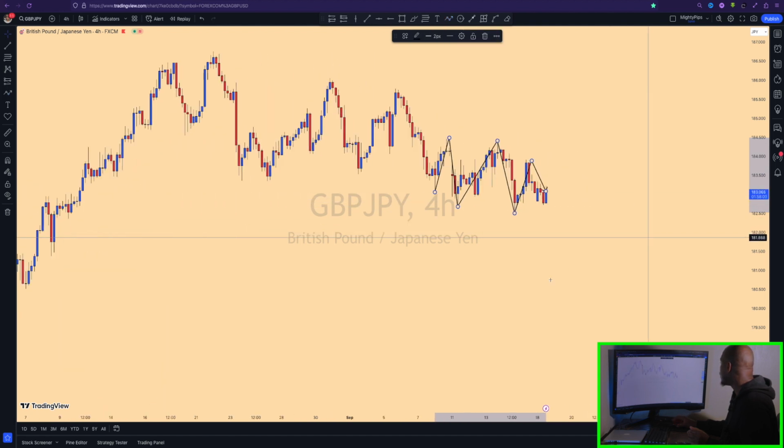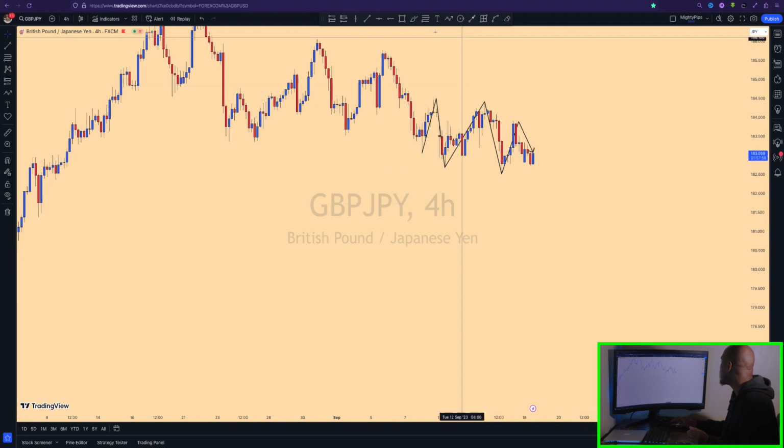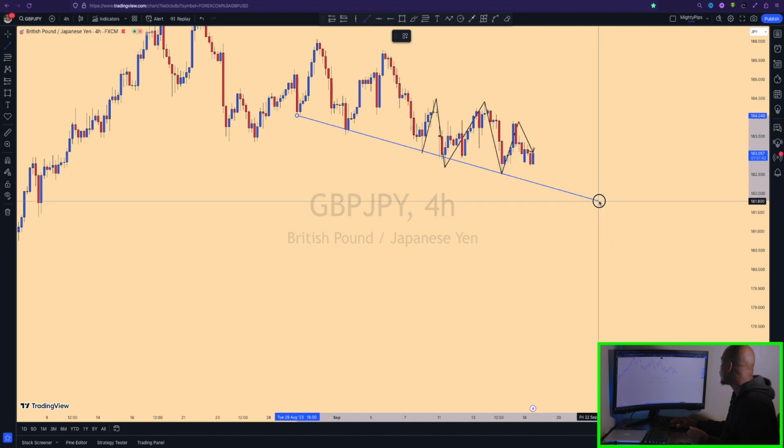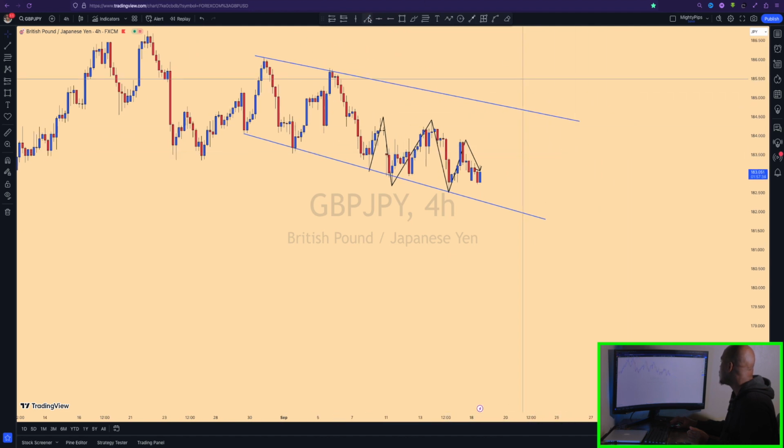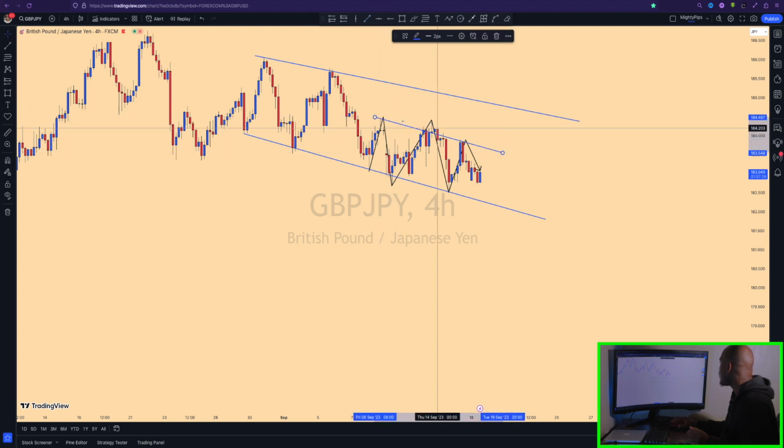So what do we see here for GBP JPY? What we see is a downtrend on the 4-hour chart. This is a downtrend. You can even draw a channel here. People who like trading channels, you can even draw a channel here like that. Then there is also a small, an internal one here if you want to. Okay, let me just remove this so that it's clear to you guys.